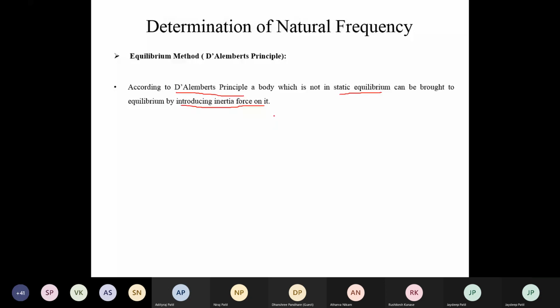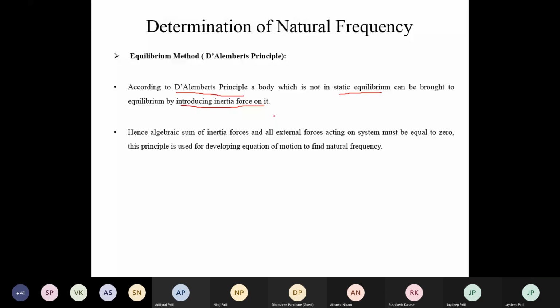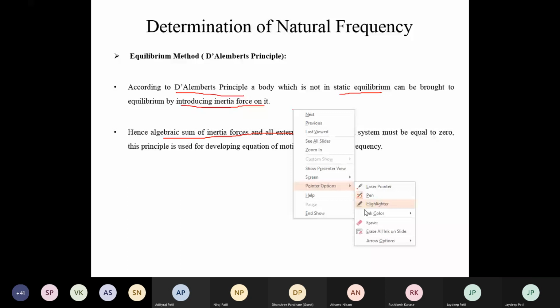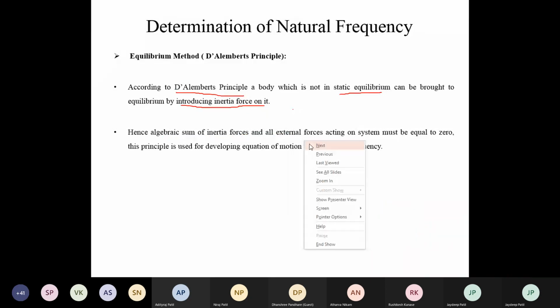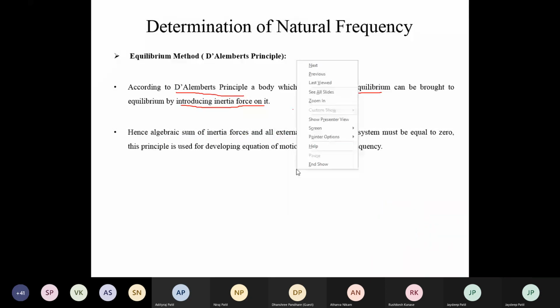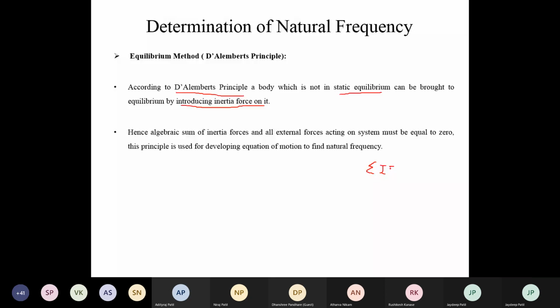D'Alembert's principle says that the algebraic sum of the inertia forces and all external forces acting on the system must be equal to 0. So we can write the equation: the summation of inertia force, which is required to bring the body into the equilibrium position, plus external force is equal to 0.